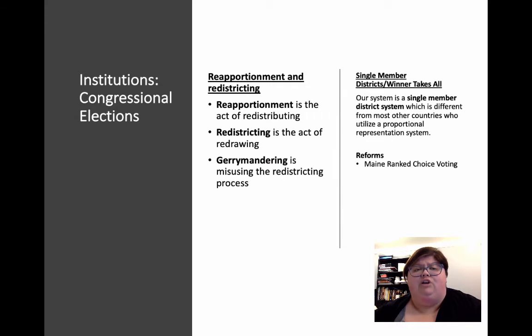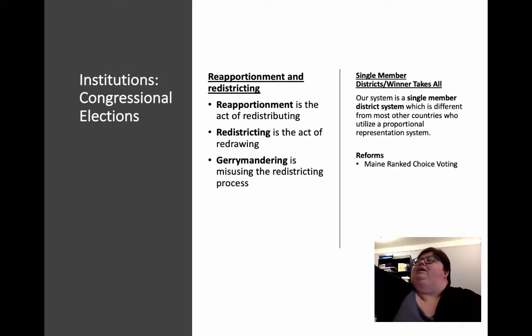A couple of things we've talked about before with respect to congressional elections. One is the idea of reapportionment and redistricting. Reapportionment being the act of redistributing votes based on redistributing districts within a state, how many representatives you get per state, based on popular number.